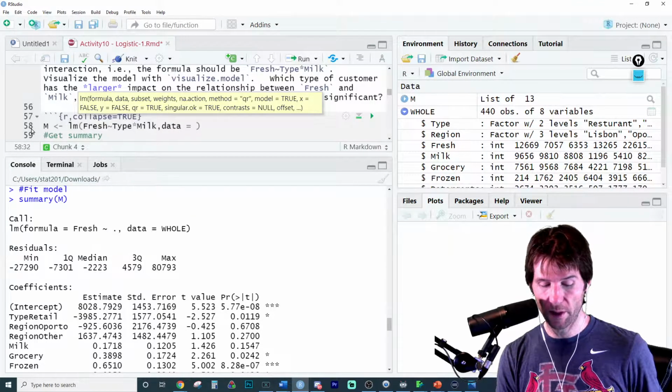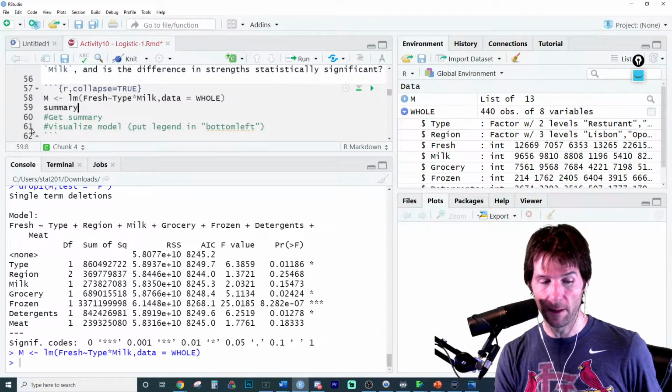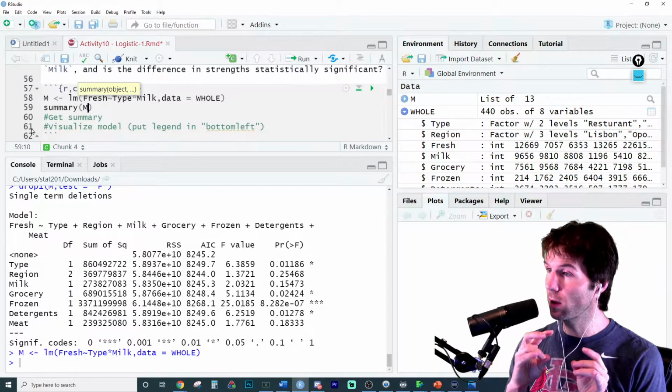And it's important to know a few things about this formula. This carries with it model hierarchy. When I say model hierarchy, what are you about to see? You're going to see the type-milk interaction.